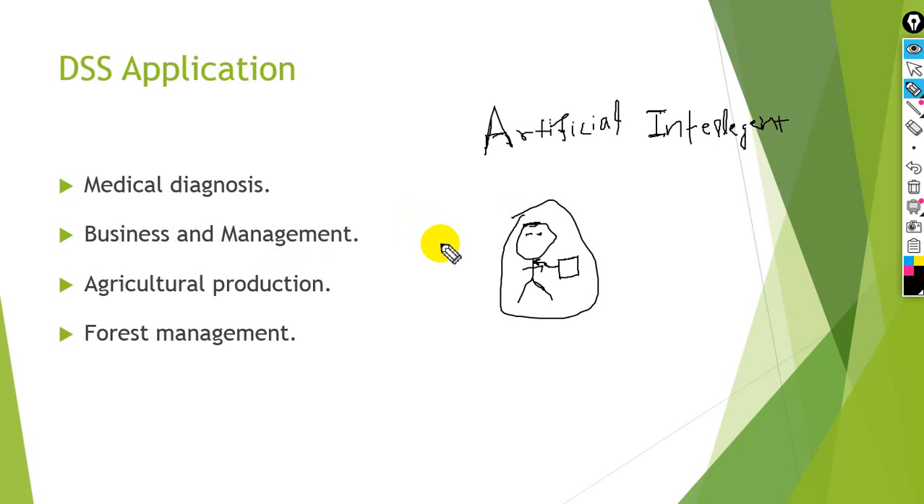We can use different artificial intelligence systems in agriculture. In that artificial intelligence we have data, and the data also has a decision support system, which will help the robots and different machines in agricultural production to make decisions. In forest management, we are also using the DSS system.